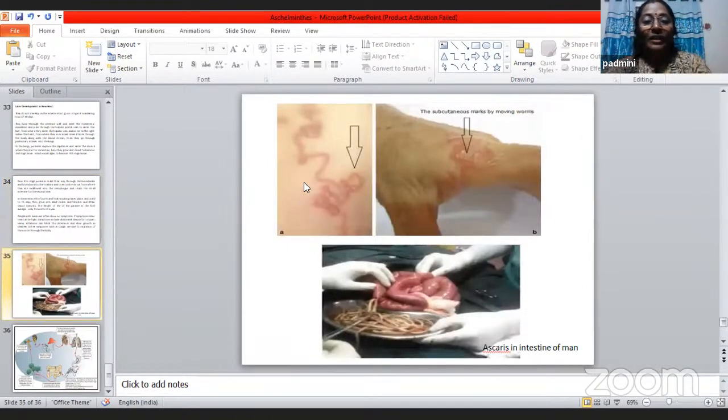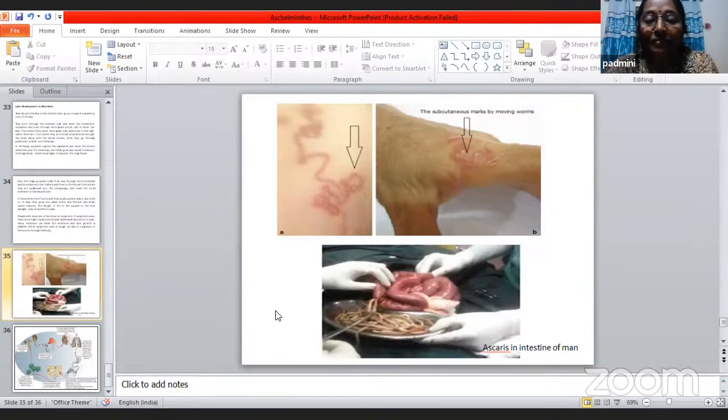And this is how it looks when an Ascaris is moving around in your skin. This is a skin region where you can see these roundworms. So you can see how they are round in nature. This is also at the subcutaneous region. You can find the roundworms living over there. And these are the Ascaris that have been removed from the intestine of man. As I told you all, in a man, at a given time, you can have 5,000 Ascaris living in the intestine. You can see the number of Ascaris that have been removed from the intestine of the humans. So this is how they look and the symptoms over there.